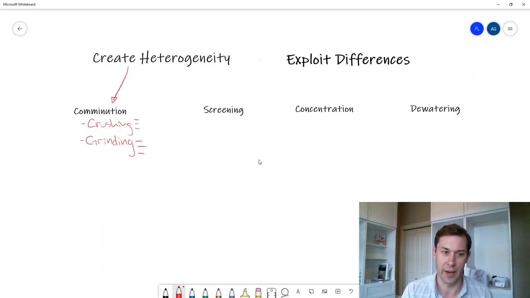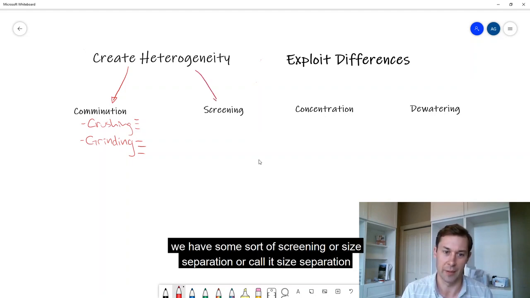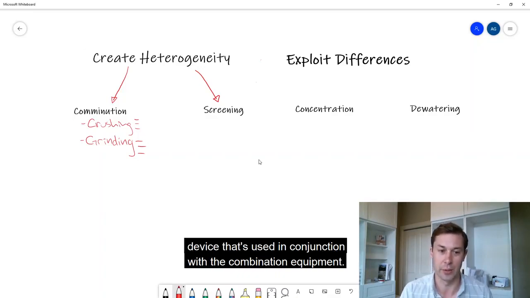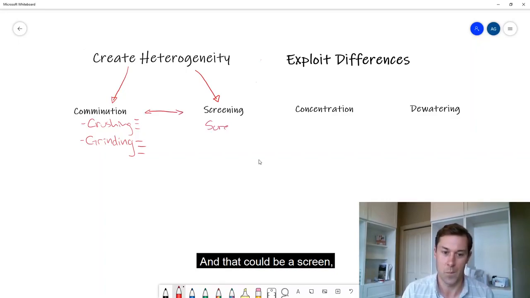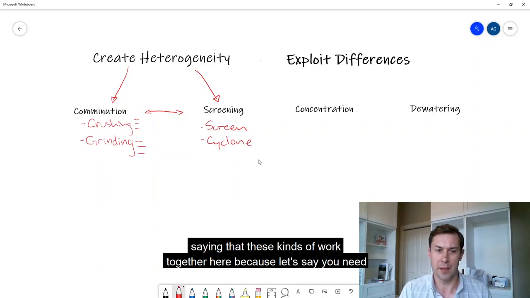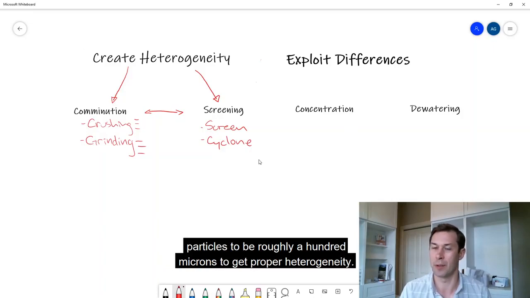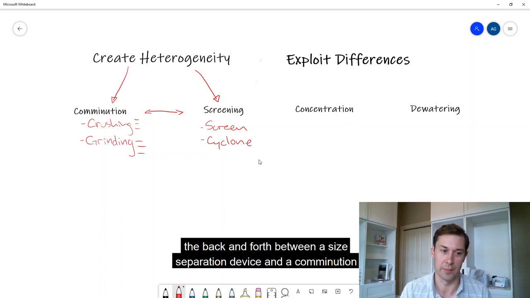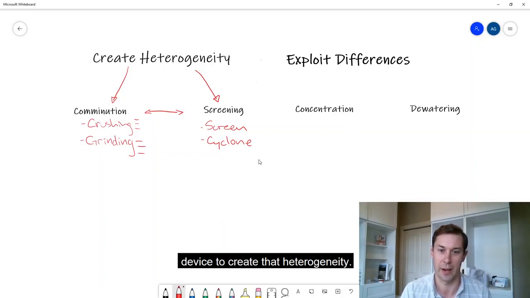In conjunction with that, often we have some sort of screening or size separation, we'll call it size separation device, that's used in conjunction with the comminution equipment, and that could be a screen, could be a hydrocyclone. And I'm saying that these kind of work together here because, let's say you need particles to be roughly 100 microns to get proper heterogeneity. These things will work together. The back and forth between a size separation device and a comminution device to create that heterogeneity.